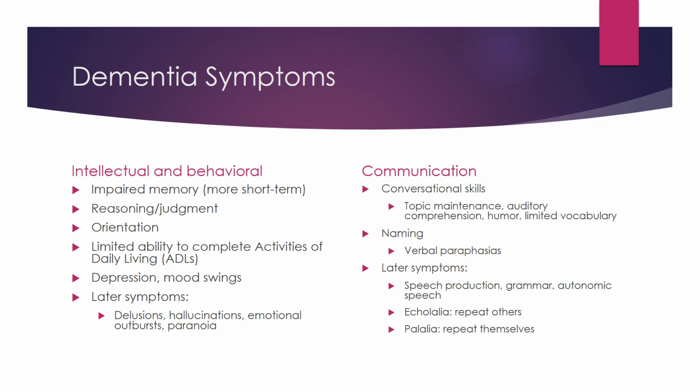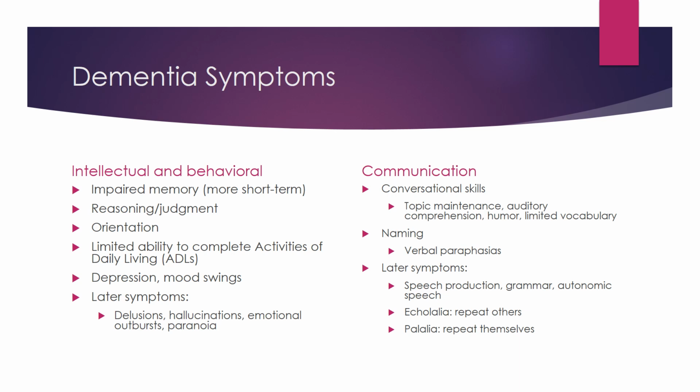So there are different symptoms for dementia, and again, it's very gradual over time. The most alerting one that you notice first is obviously the impaired memory, and it's more with short-term memory. So these are the patients that are going to remember what happened 50 years ago, but they might not remember what they had for breakfast this morning or what happened yesterday.